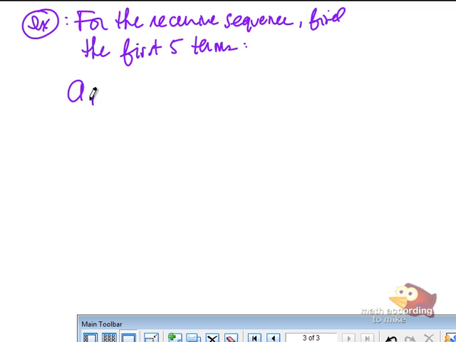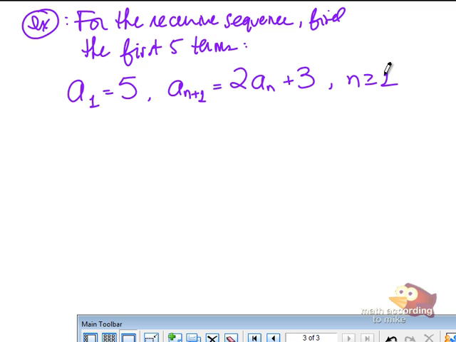A sub 1 is 5. A sub n plus 1 is equal to 2 times A sub n plus 3, where n is greater than or equal to 1. Write it down. Freak out if you want to.